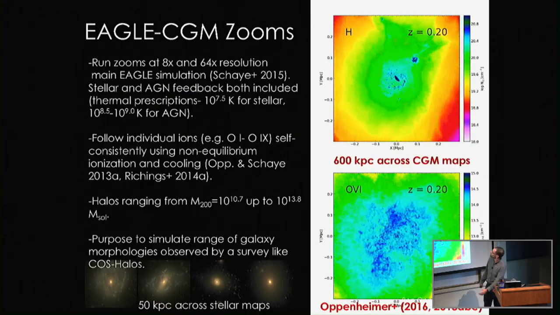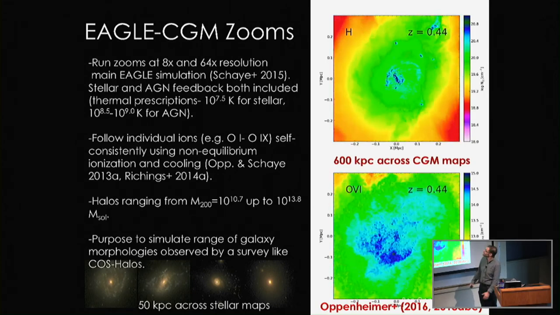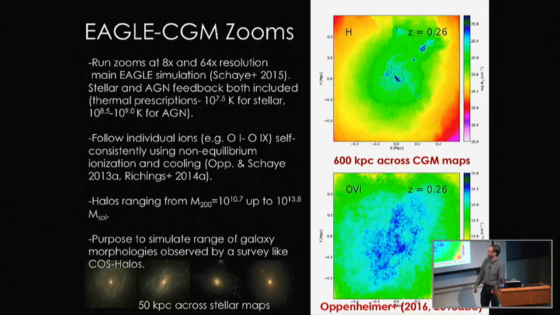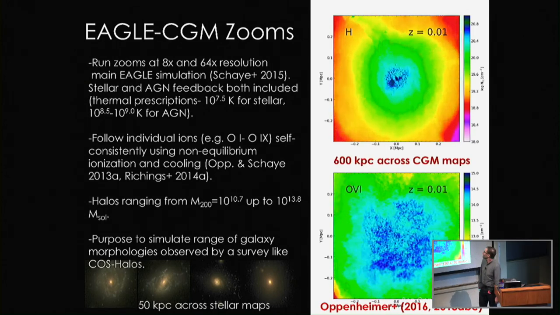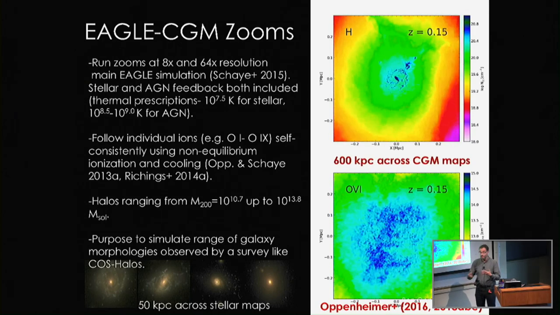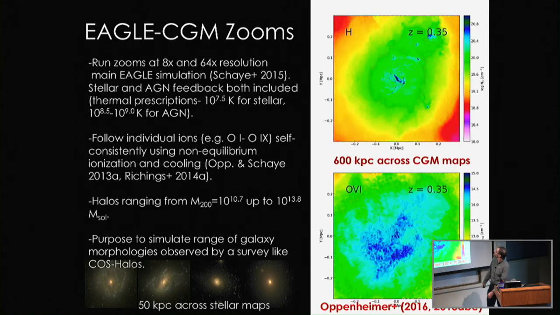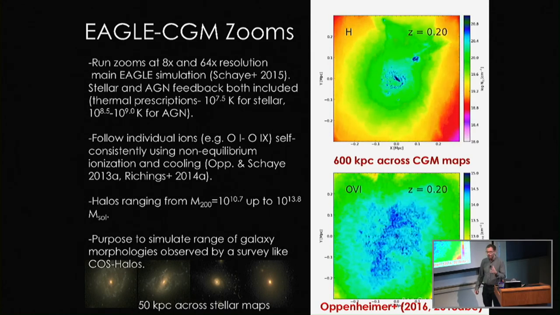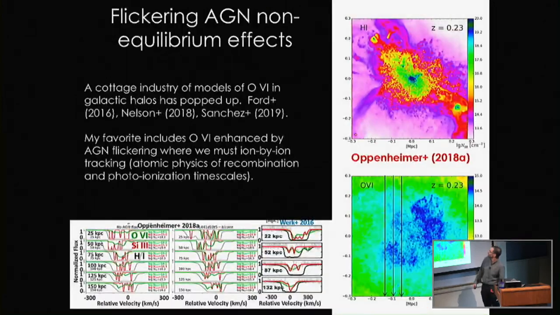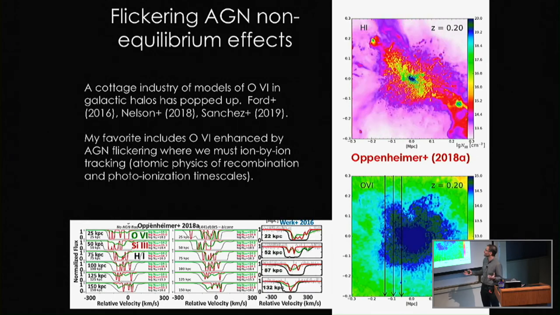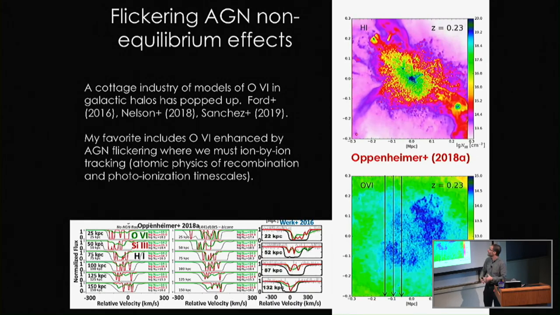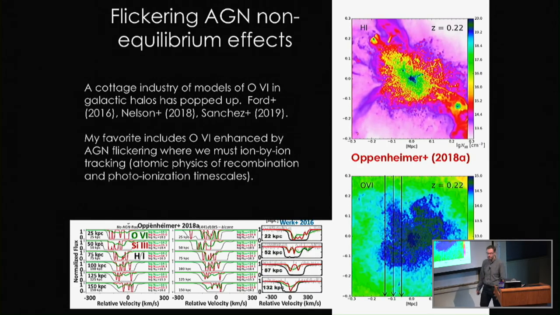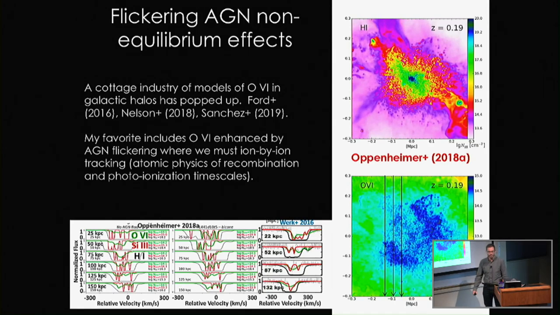Just as an advertisement of some of the work that I do, I ran a set of zoom simulations called the EAGLE CGM simulations, where I integrated ion-by-ion non-equilibrium tracking, following, for example, oxygen 1 through oxygen 9, among many other ions and species, and you can make movies of oxygen 6. I won't talk about that individual ion tracking as much today, but something that is kind of cool that we can do is put in a flickering AGN of different types and show non-equilibrium effects of enhancing oxygen 6 and make mock spectra for the UV. So that's sort of separate. That's my bread and butter of what I do.